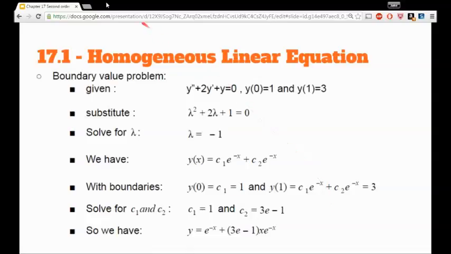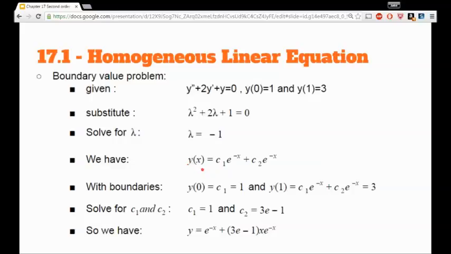Now let's look at a boundary value problem. So we're given an equation and boundary conditions, where an initial value of x is equal to 1 and a final value is 3. We substitute in lambda for y, the same as the other one, and we solve for lambda. In this case, lambda has only one solution, which means this is case 2.